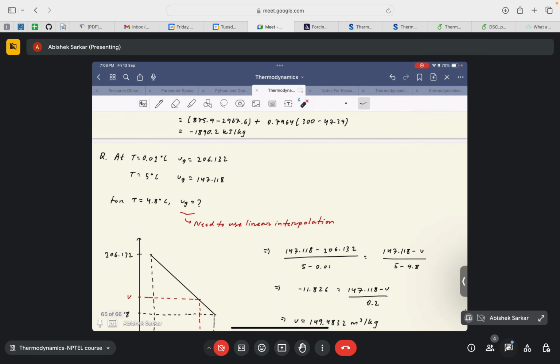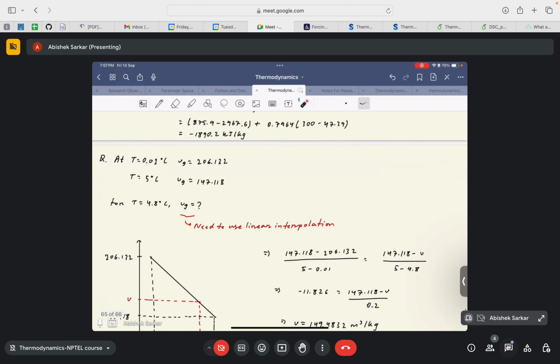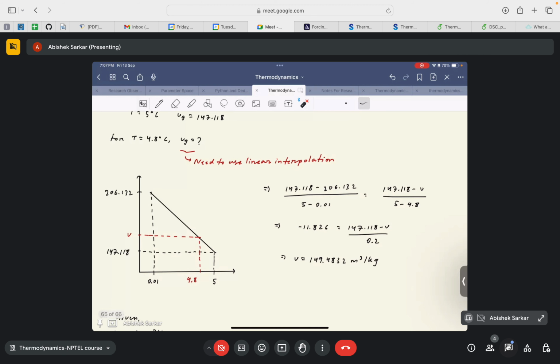So we have at 0.01 degrees Celsius. Yes, you have to do interpolation. If you have the interpolation answer, you can write it on the screen and we'll check whether it matches ours. At T equals 0.01 degrees Celsius, Vg is 206.132, and at 5 degrees Celsius it is 147.118. We need to find the corresponding Vg at T equal to 4.8 degrees Celsius, so we do linear interpolation.